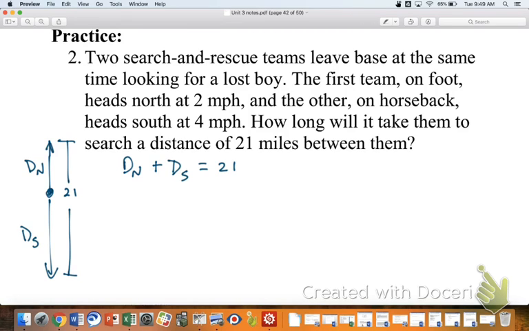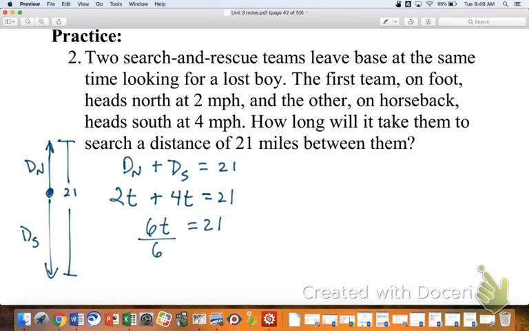Okay, now remember the distance is the same thing as rate times time. And so I'm going to replace the distances with rates times time. Distance of the team that went north, well, the rate was 2, wasn't it? So I'm going to say that this is 2 times an unknown time. That's what we're trying to find out. Plus, the other team had a rate of 4, so 4 times t. Distance again equals rate times time. This equals 21. I end up with 6 times t equals 21.